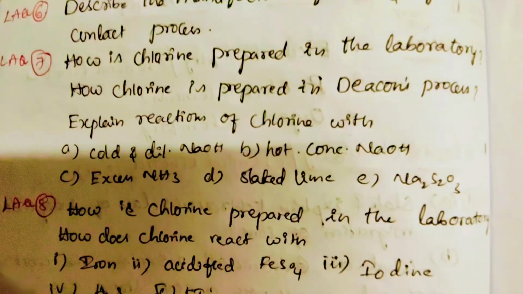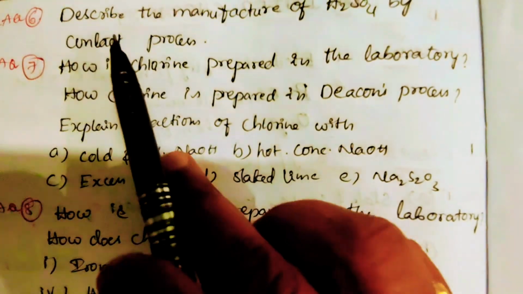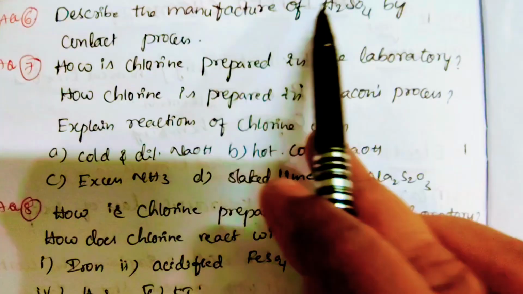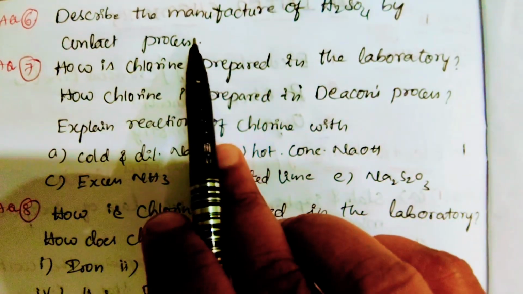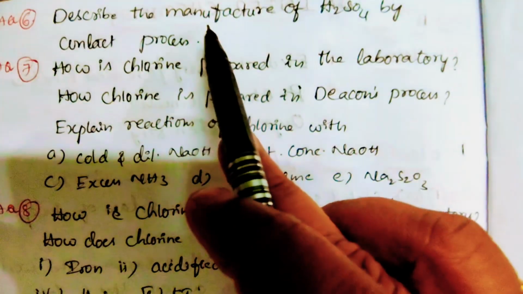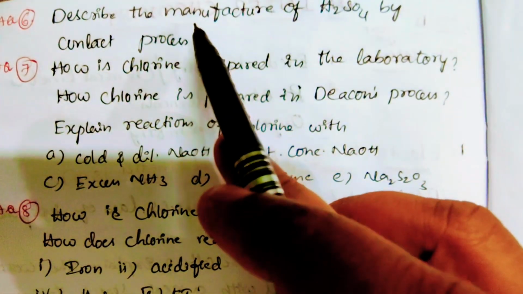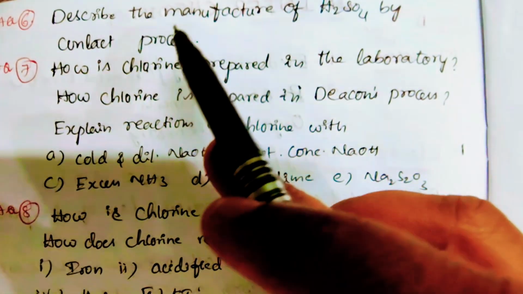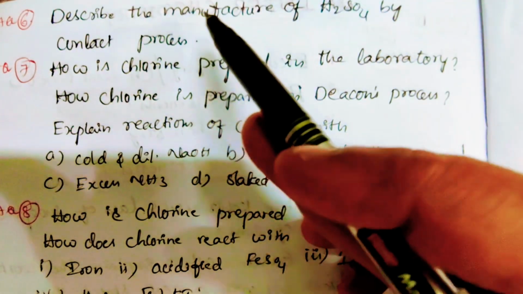The next question from the p block elements is: describe the manufacture of sulfuric acid by contact process. In this p block elements lesson we learn how to prepare sulfuric acid, ammonia, ozone, and nitric acid. So these preparations and their reactions.